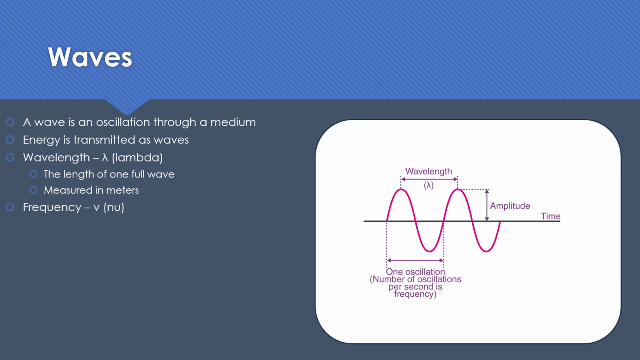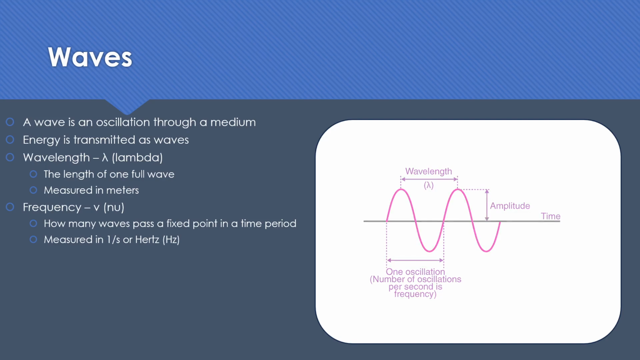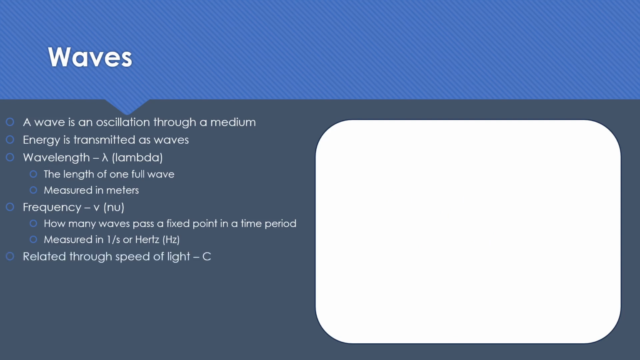So the frequency is measured in 1 over seconds, which is all called hertz. If you see Hz, hertz, that's 1 over seconds, because again, it's how many waves pass per second. And the relationship between these two is the speed of light. The speed of light in a vacuum is 3 times 10 to the 8th meters per second. And so the speed of light is equal to the frequency of a wave times the wavelength of a wave.